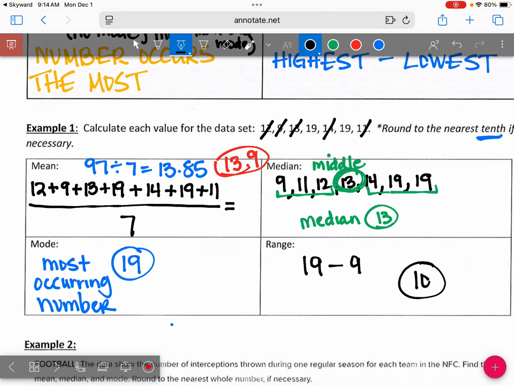Any questions about this first example? Who remembers these definitions? I think that might be the hard part, trying to remember what term means what.